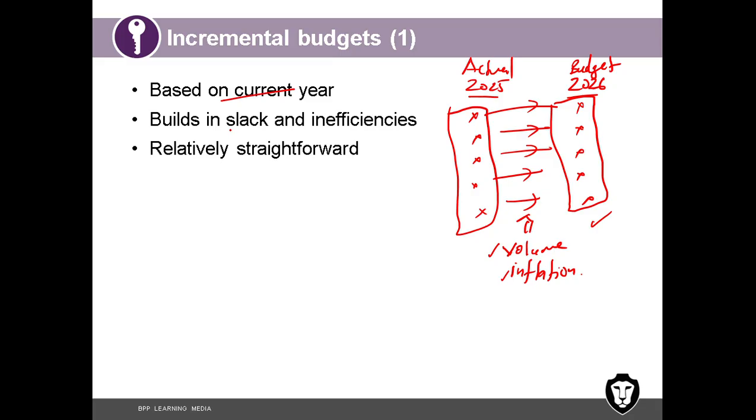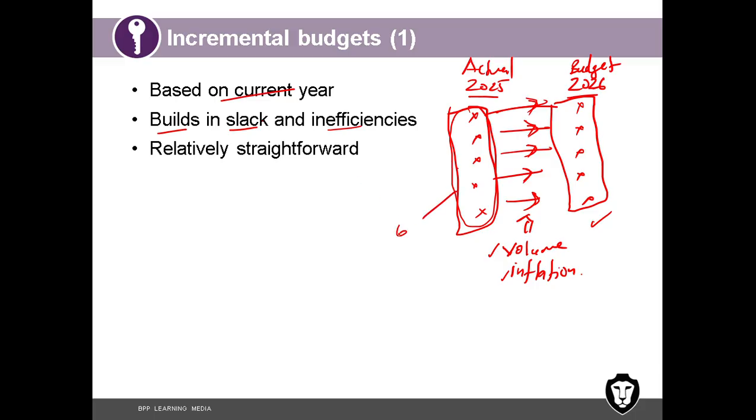It builds in slack and inefficiencies. What is slack and inefficiencies? Suppose last year there was some inefficiency. Some department was not working efficiently. They were idling. But that is what you are going to take as the base. Based on that only you are preparing the budget for next year. Which means the inefficiency you are carrying forward from one year to another year. You are not removing it, you are not eliminating it. That is what this point says, builds in slack.